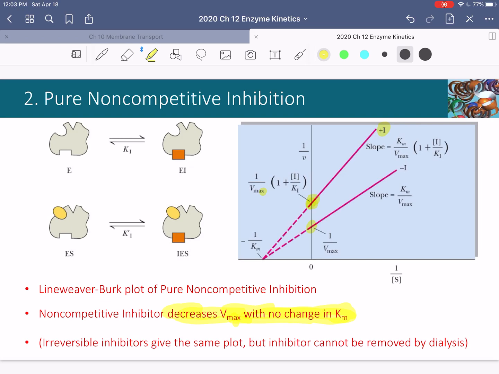Now, keep in mind, if you forgot to dialyze the night before, you got this plot, you would have to consider that this could be an irreversible inhibitor, because it turns out that irreversible inhibitors give the same plot, but the inhibitor can't be removed by dialysis. So you would have done the hard work first if you didn't do the dialysis the night before.